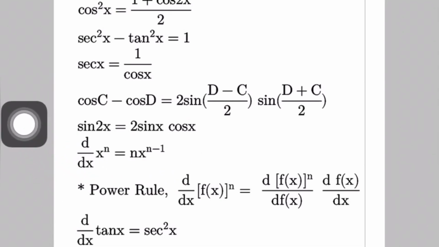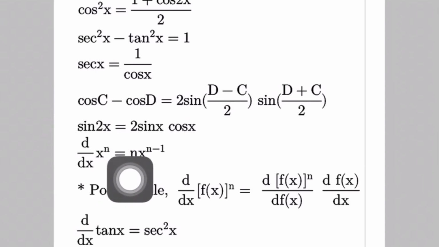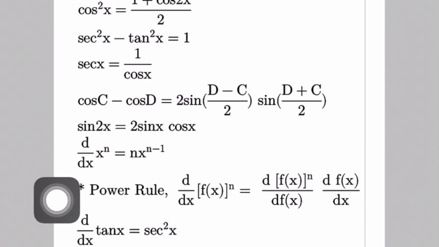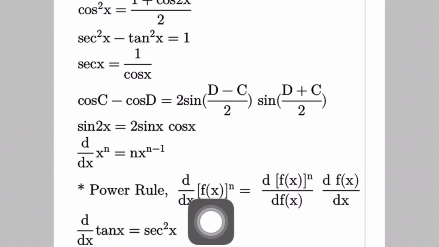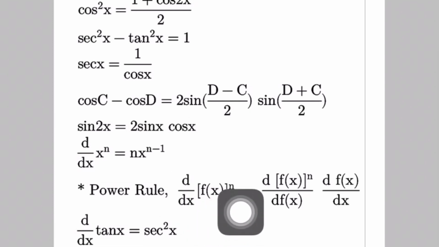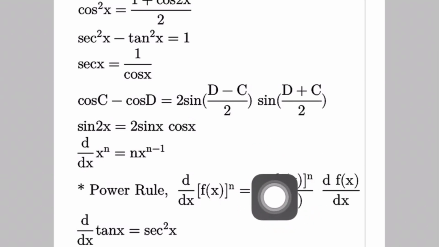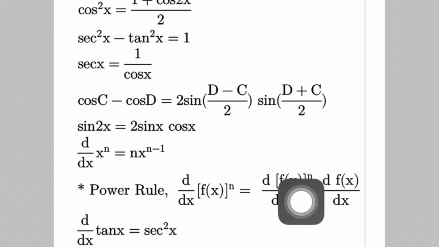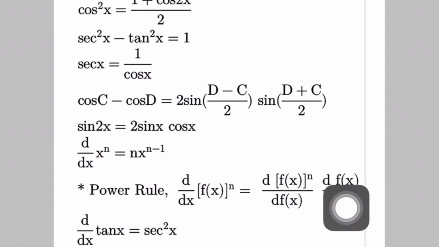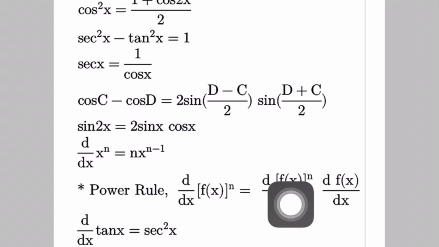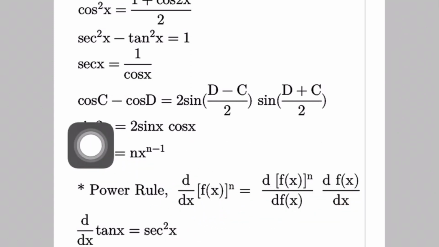And the derivative of x to power n with respect to x is n times x to power n minus 1. And you know the power rule of finding the derivative. That means the derivative of the function f of x to power n with respect to x is given by the derivative of f of x to power n with respect to f of x, and you find the derivative of f of x with respect to x, and you multiply these two derivatives and you get the derivative of f of x to power n with respect to x.